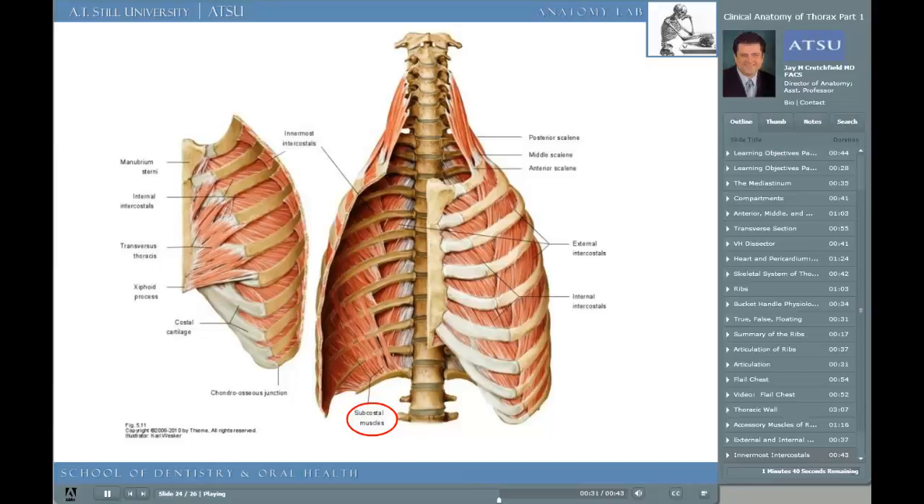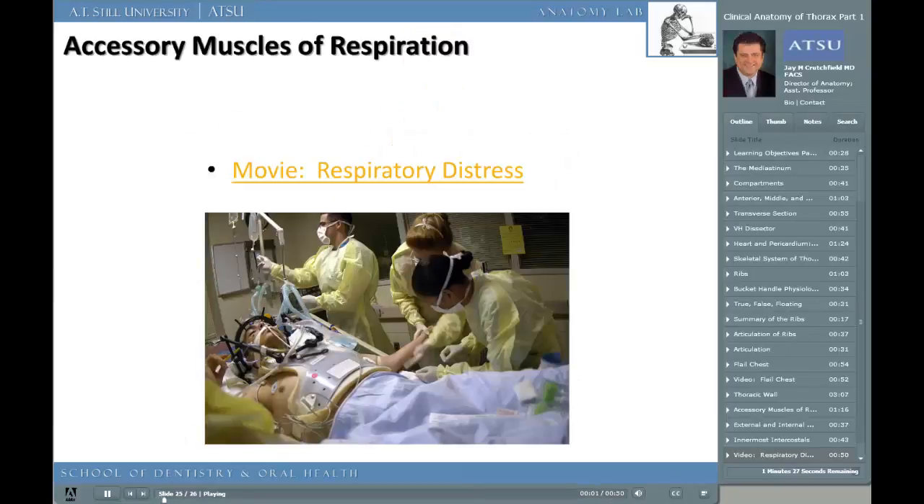This video was taken from YouTube. It shows a child in obvious respiratory distress who is about to be mechanically ventilated. The respiratory therapist is getting ready, along with the physician, to intubate this patient and place a plastic tube into his trachea and breathe for him. Notice the anatomical accessory muscles of respiration.